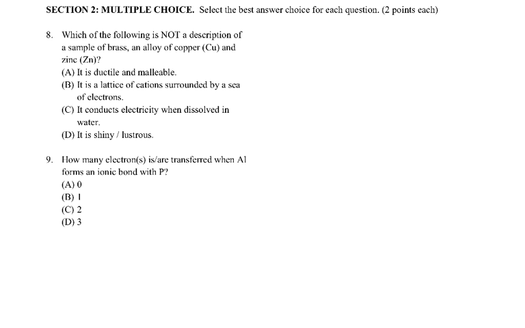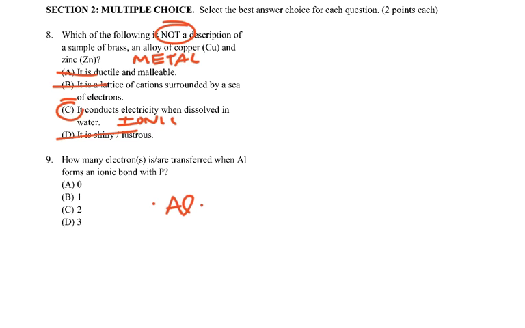Which of the following is not a description of a sample of brass, an alloy of copper and zinc? We're talking about a metal, so which of these is not a metal? It is malleable and ductile, no, that's a metal. It's a lattice of cations surrounded by a sea of electrons, that's a metal. It conducts electricity when dissolved in water, no, that's ionic. So that's the answer. It is shiny and lustrous, no, that's a metal. So we can eliminate three of those because we're talking about metals, and C is the answer because it's talking about ionic compounds.